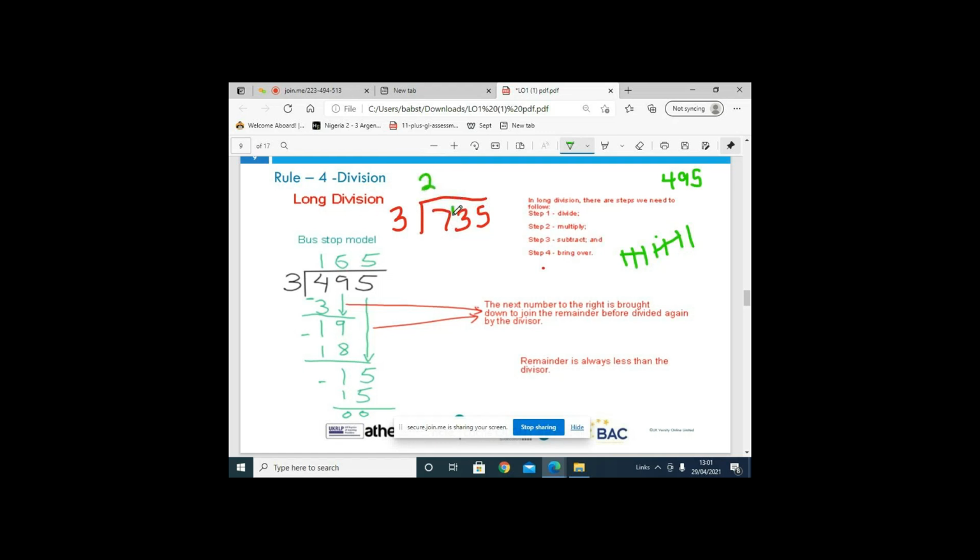Remaining 1. I'm using the second method now. Can you see? So how many 3 can you find inside 13? That's 4. You can count it, or you can count your 3 times table: 3, 6, 9, 12. That is 12, and from 12 to 13 is just 1. So it's going to be 4 remaining another 1. Then how many 3 can you find inside 15? That's going to be 5. That's it.